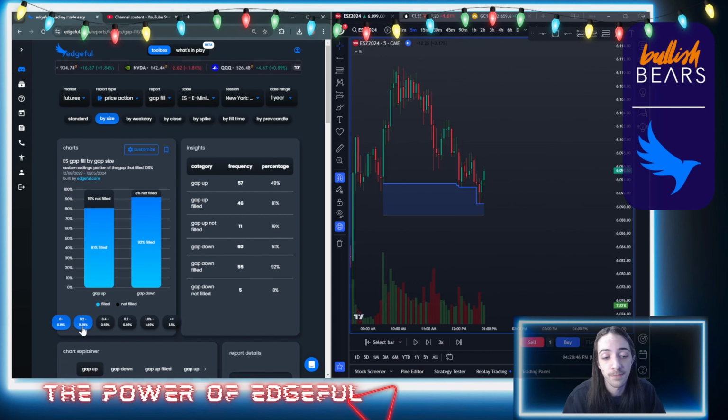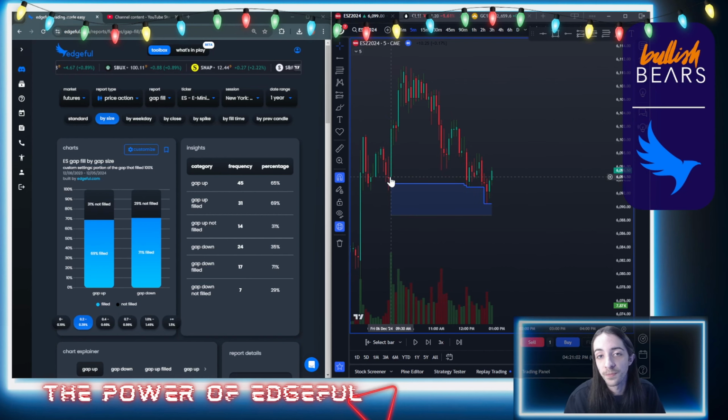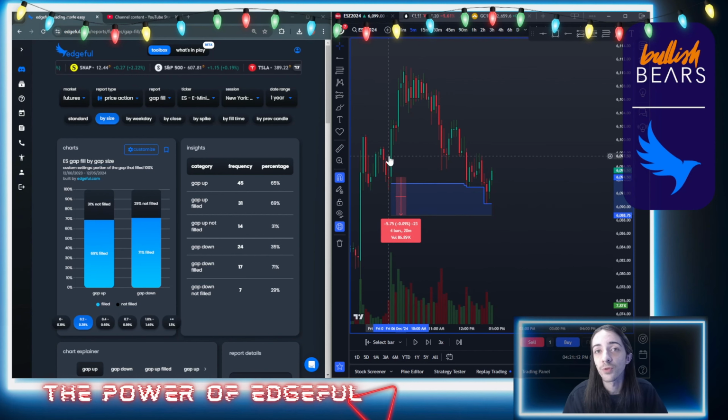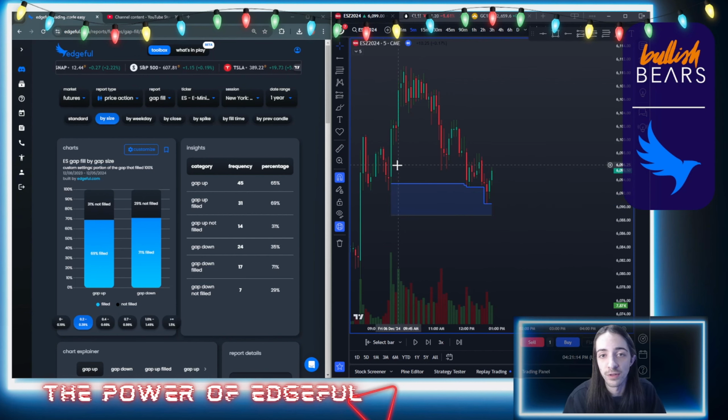So 0 to 0.19%, 0.2 to 0.39%. You could go through all the different ones, and you could see the insights, the category, the frequency, and the percentage within that. And if you do want to see what percentage the gap fill is, when you come to the market open, what you would do is you would come to your ruler tool and you would go from the open to wherever the gap fill is, and that would tell you what percentage you're looking at. And again, this works on the ES, the NASDAQ, all of them.